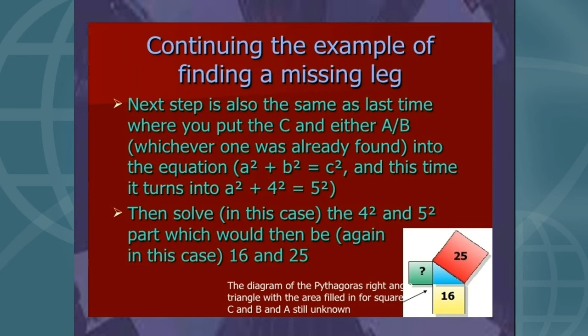So then, solve in this case the 4 squared and 5 squared part, which would then be 16 and 25. So in the diagram on the right side, the diagram of the Pythagoras right angle triangle with the area filled in for square C and B and A still unknown. Okay? So of course, 5 times 5, that's 25. Then 4 times 4, 16. And then, we need to find the value of the altitude.